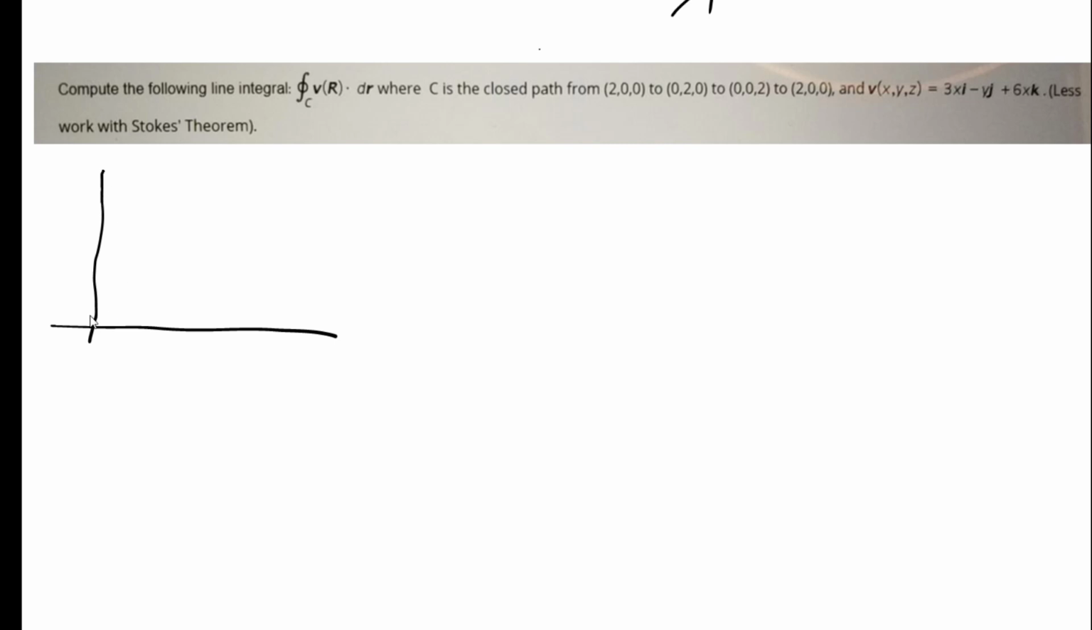Wait, what? Hold on. Okay, so this is 3D space. From x is 2 here, and it goes to where y is 2, so that's over here, to where z is 2. Oh, okay, I see. So it describes a triangle, and then back to here.